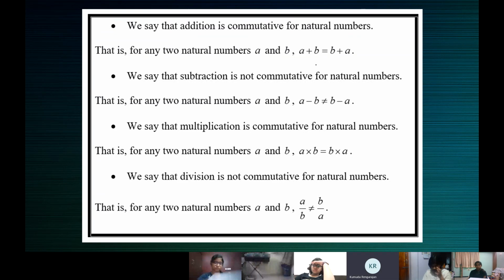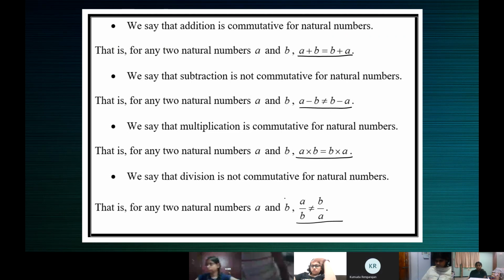So similar to whole numbers, subtraction and division are not commutative. That means if you change the order, you will not get the same answer. Commutative is changing the order. If you change the order, you will not get the same answer.